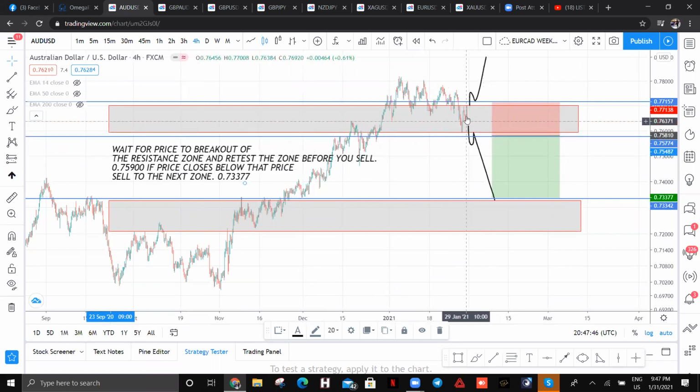But if it doesn't break, like I said, wait for it to break above and retest before you buy. Otherwise, as soon as it breaks above, just like what I explained here, sell it. You can have 2 entries or 3 entries. When you hit TP1, you wait for TP2. If it hits TP2, you wait for TP3. So that's for AUD USD.